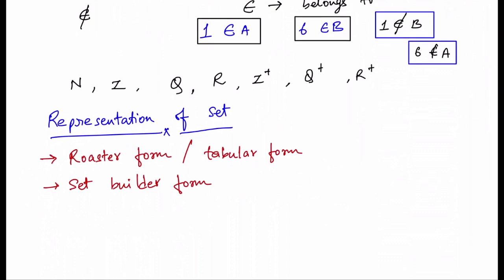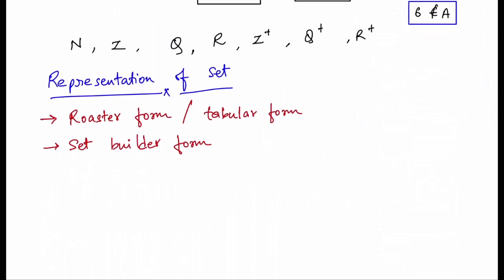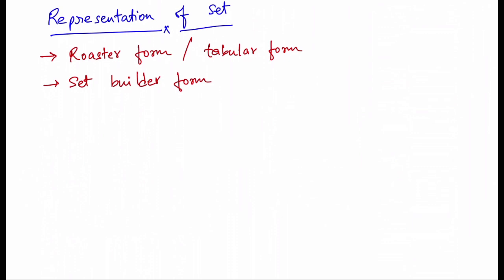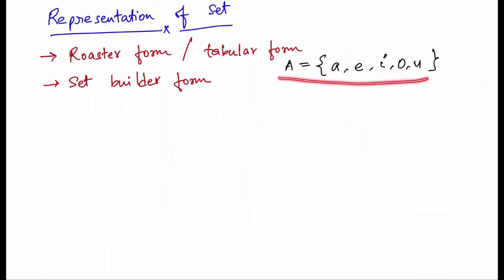Let me take an example. Let there be a set A, and it has elements a, e, i, o, u. These five elements belong to the set A. Now A has only these five elements. Here we have listed all the elements one after another, separated by commas. We have written all the elements. So this is actually the roster form. We have represented the set by using roster form.